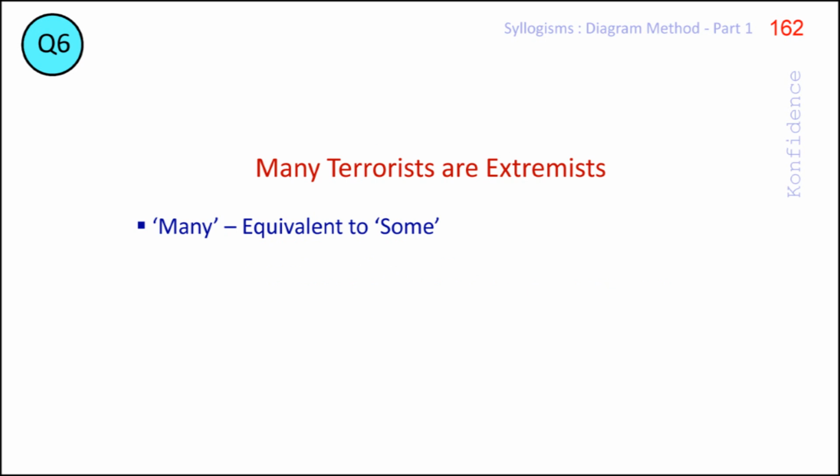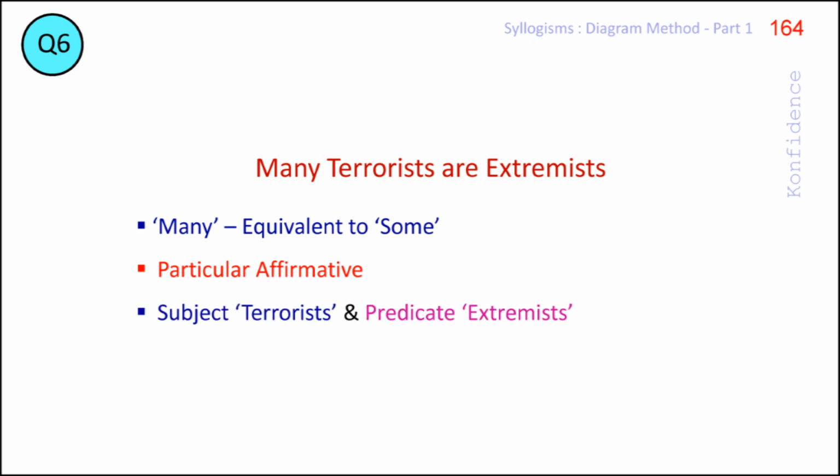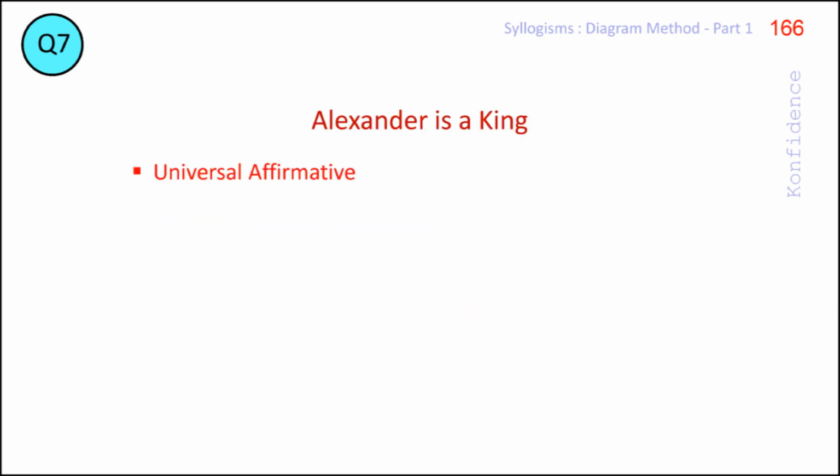"Many" is equivalent to "some". So the statement is a particular affirmative statement, and so the subject and predicate are not distributed. That is, both terrorists and extremists are not distributed. This is a universal affirmative statement. You would probably have thought whether it is a particular affirmative statement or not because of the term Alexander.